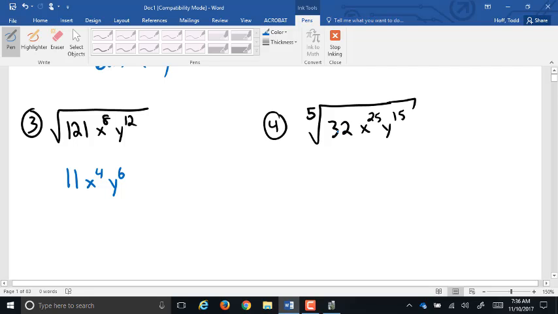Well, over here we have a fifth root. The fifth root of 32 is 2. And then for the x to the 25th, the fifth root is x to the 5th, and y to the 15th, the fifth root is y to the 3rd.